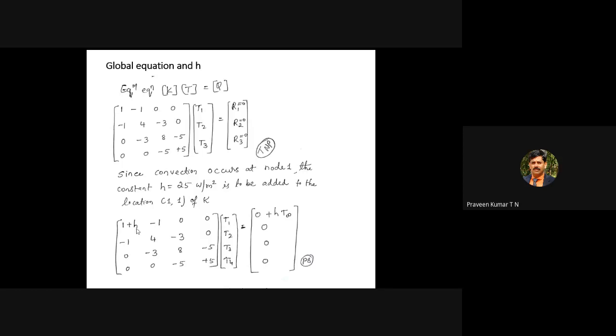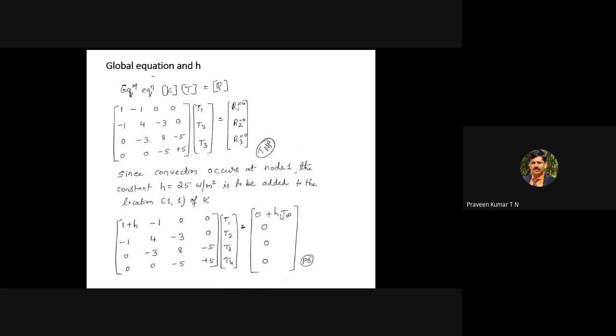In a similar way, in the force vector also, you have to add H into T infinity. That is a modification to the global equilibrium equation. You are not applying the boundary condition. There is a convective heat transfer taking place at node 1. Hence, you are adding H at the diagonal element. In a similar way, in the first row of the force vector, you have to add H into T infinity. This step is very, very important.